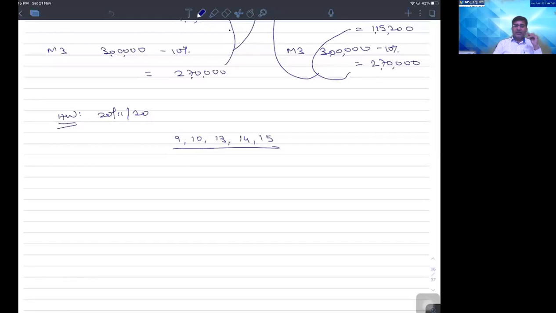In that case, we have calculated the depreciation per year for year 1, 2, 3, then for year 4, 5, 6, 7, and for year 8, 9, 10. That's how we have done the calculation. We have not done it on totality basis.